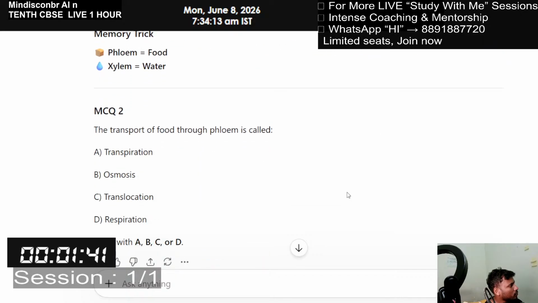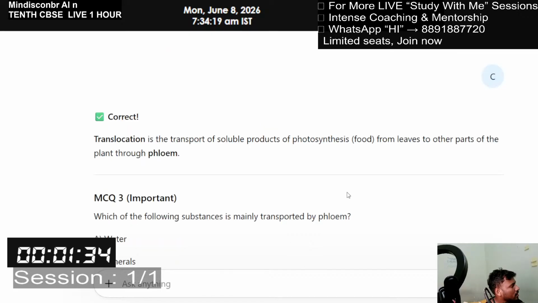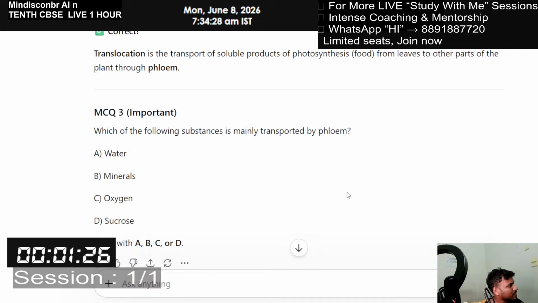The transport of food through phloem is called translocation. Translocation is the transport of soluble products of photosynthesis, or food, from leaves to other parts of the plant through phloem. Which of the following substances is mainly transported by phloem? Water, minerals, oxygen, sucrose.